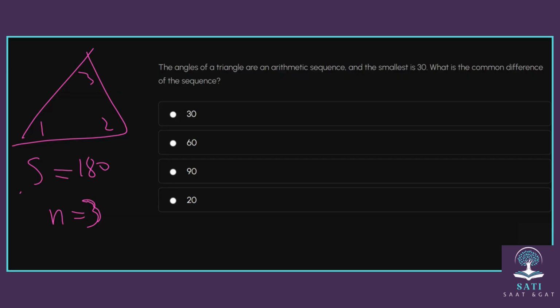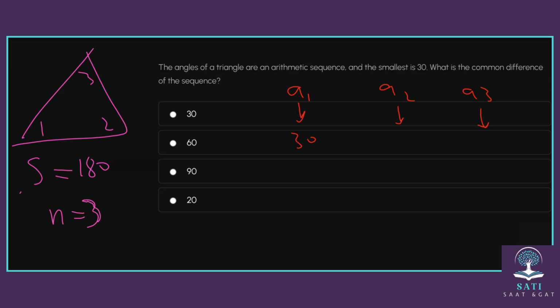The smallest means A1. So you have A1, A2, and A3. A1 is 30, but I don't know what A2 is, and I don't know what A3 is. By the way, this question you can solve mentally very easily. 3 angles, their sum is 180, the first one is 30, and the difference between them is the same. The difference between them is 30.